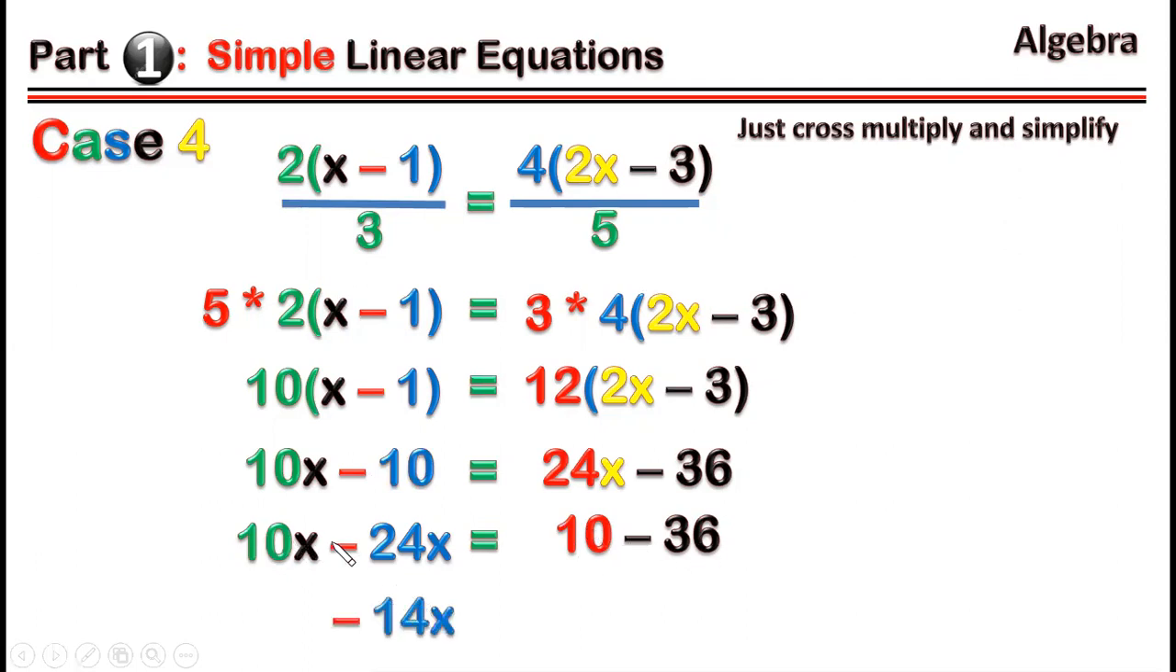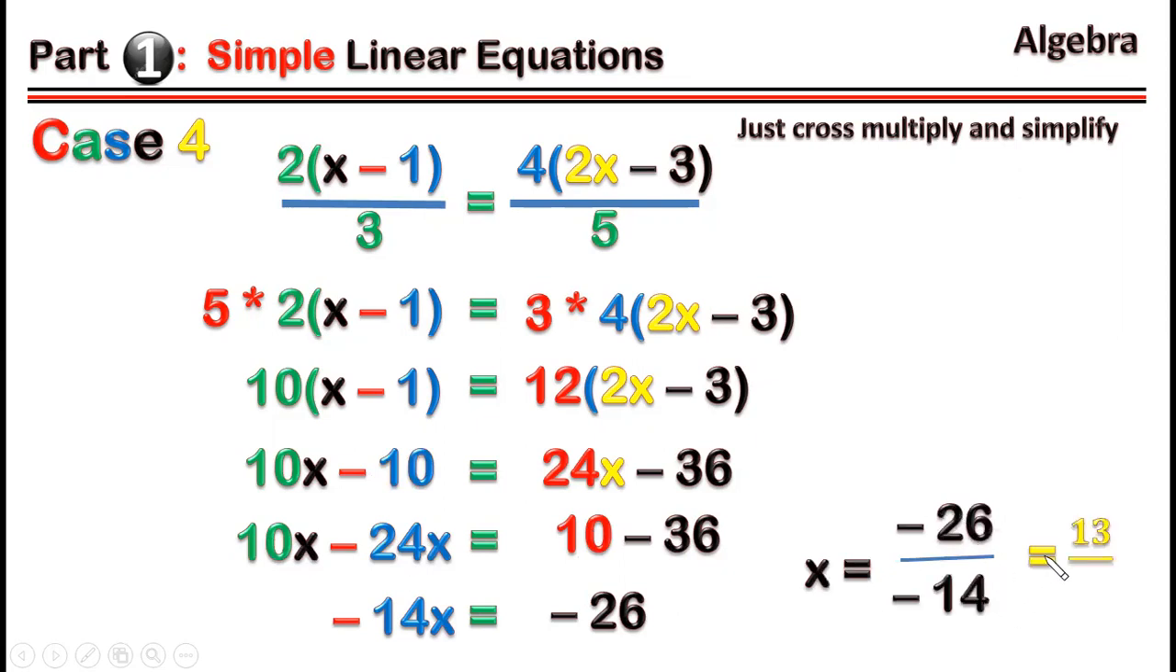Here, 10x minus 24x is minus 14x. And this should be equal to 10 minus 36, which is negative 26. So to have x, divide both sides by negative 14. And x will be equal to minus 26 on minus 14, which is 13 on 7. This is a very good example, 13 on 7.